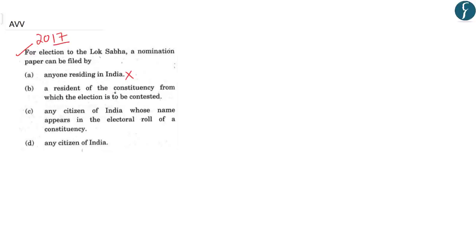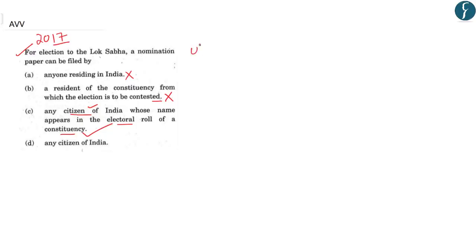B, a resident of the constituency from which the election is to be contested. Now, though this is a tricky option, this statement is also wrong. As per the Representation of People's Act, it is not necessary that a person should be registered as a voter in the same constituency. That is, it is not necessary that a person should be a resident of the same constituency from which he intends to fight the election. C, any citizen of India whose name appears in the electoral roll of a constituency. Now this is a right option.